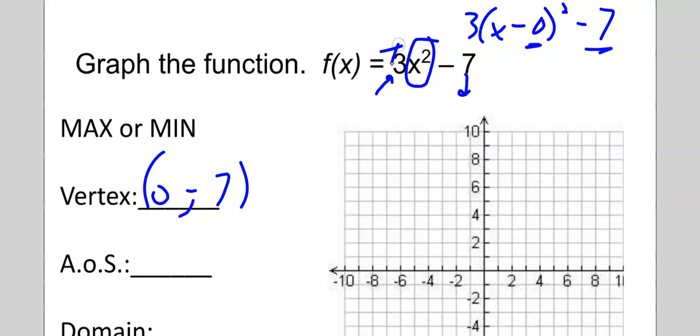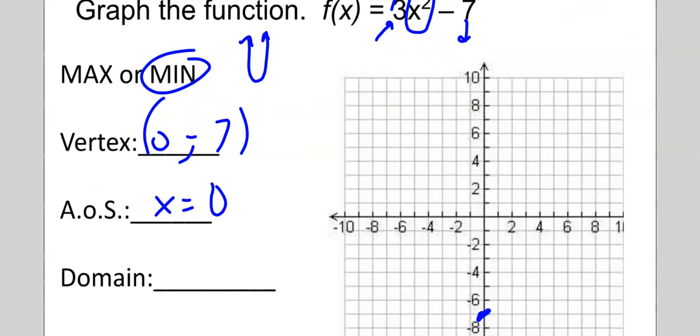Again, it's positive here, so it's going to be a minimum because it's going to be going up towards positive infinity. My axis of symmetry is going to be through the axis, x equals 0. So we'll put that right here. Again, not the best straight line ever. We know the domain is not going to change, so I can write that in right now.